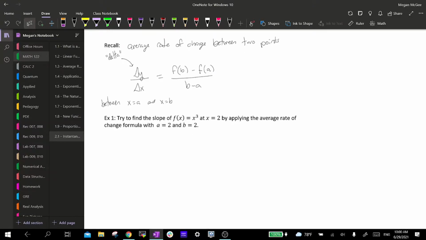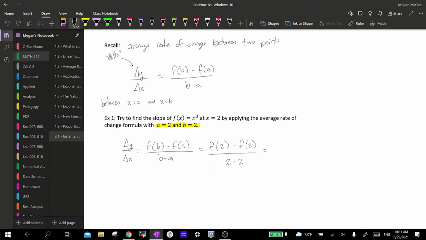So our first example asks us to try to find the slope of f of x is equal to x cubed at x is equal to 2 by applying the average rate of change formula with a is equal to 2 and b is equal to 2. Alright, so if we go ahead and set this up, we have delta y over delta x. Well, that's going to be our f of b minus f of a over b minus a. And we have a and b right here. So f of 2 minus f of 2 over 2 minus 2.